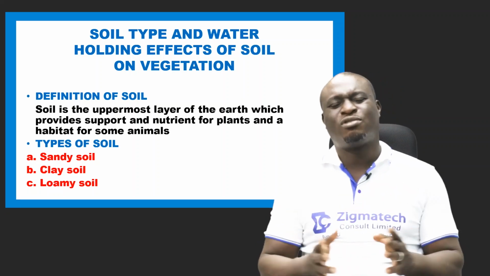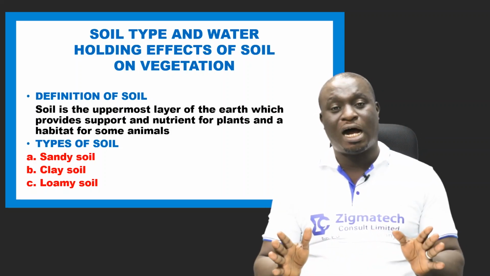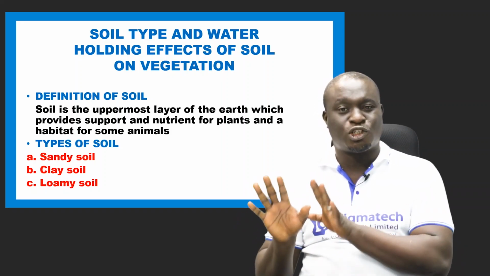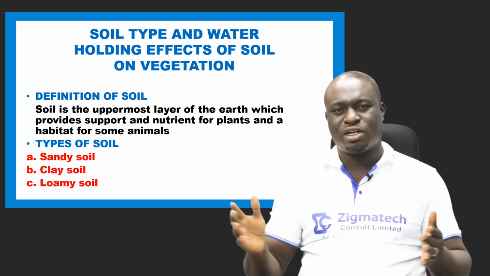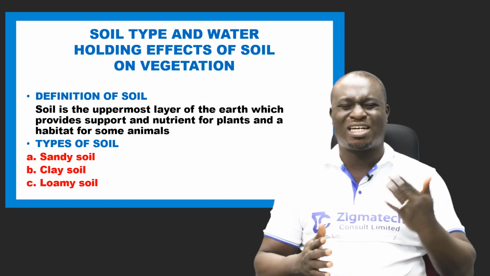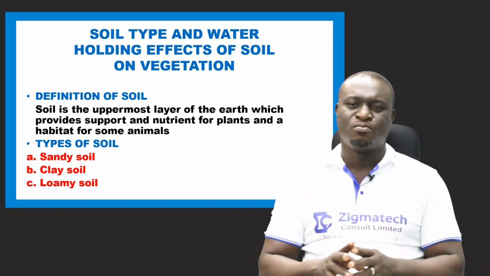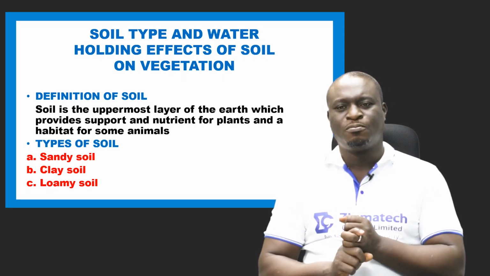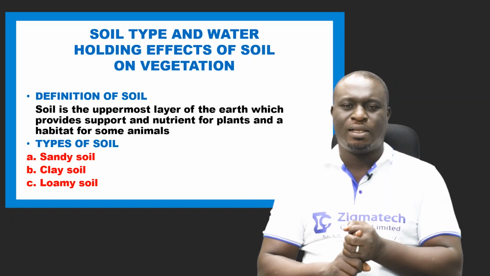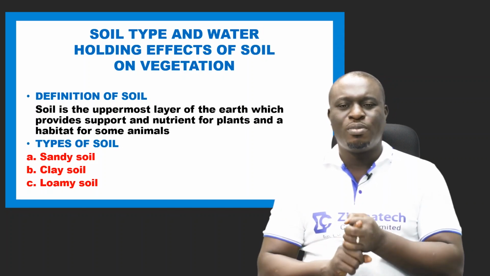Now, we have different types of soil. In terms of biology, we have 3 types. I know in agric they might want to include a 4th one, which has to do with silt, but for now we have 3 types. We have what we call sandy soil, clay soil, and loamy soil.